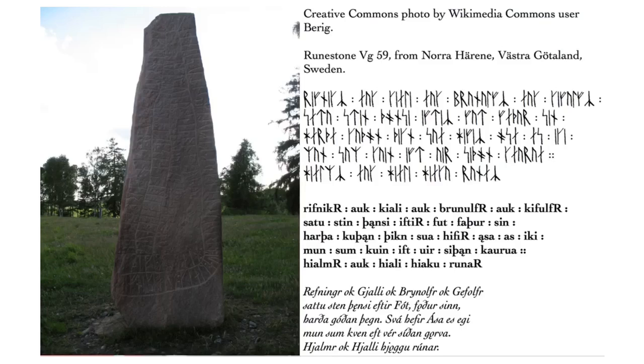Now, like I said, every mistake, every aberration from the rules that you can imagine is present in some inscription somewhere. This is VG 59. VG stands for Västergötland, another region of Sweden. And so this inscription could kind of be called nasality gone wild.